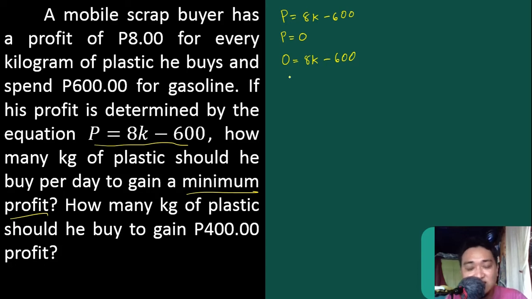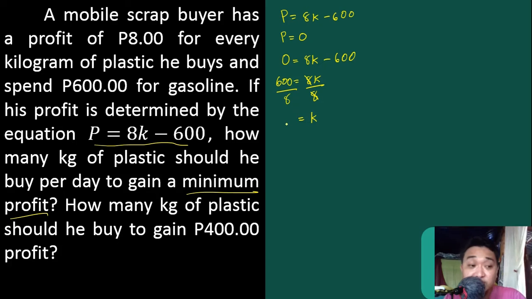So let us just try. Okay, zero profit nga. Now, let us solve the linear equation. Let us transpose negative 600 to the other side. That will become 600. That is equivalent to 8k. And let us divide both sides by 8. Cancel 8. What is left here is k, because 8 divided by 8 is just 1. No need to write 1. What is left is k.